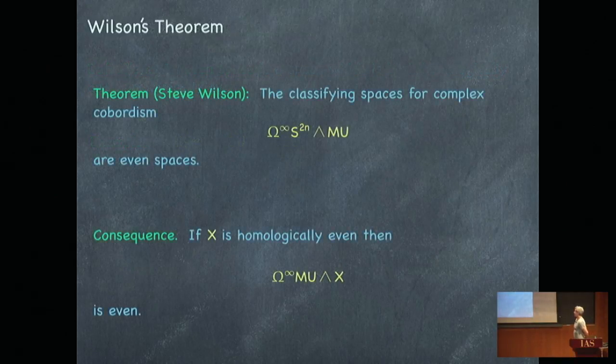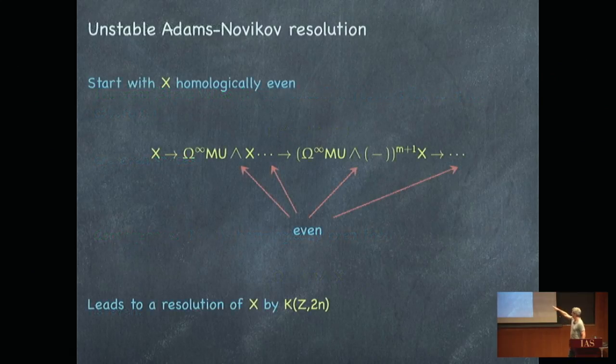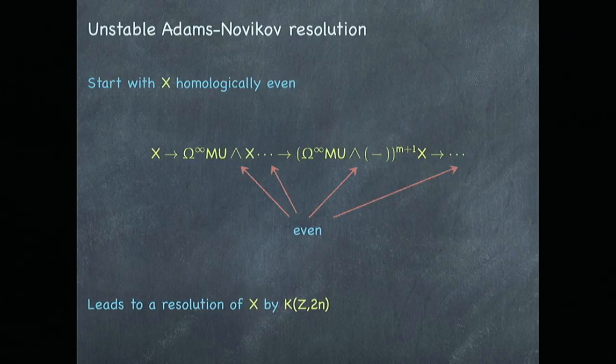And the amazing thing Steve Wilson proved is that the classifying spaces for complex cobordism, the even spaces in the complex cobordism spectrum, are even. And that means that if X is homologically even, so is this space. The last functor applied is the infinite loop space of MU. So in this notation, that's loop infinity of parentheses MU smash X, and now I want to think of that as a functor of X and iterate it, and that's what that notation there means.